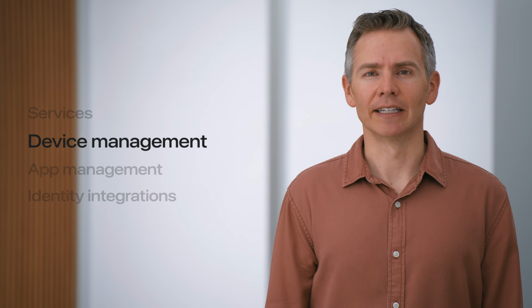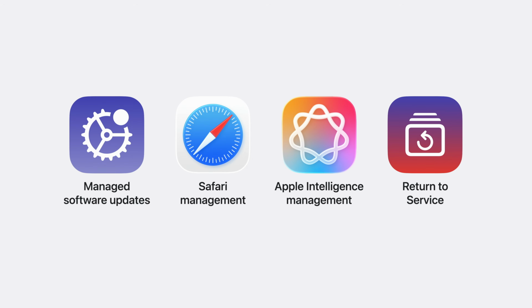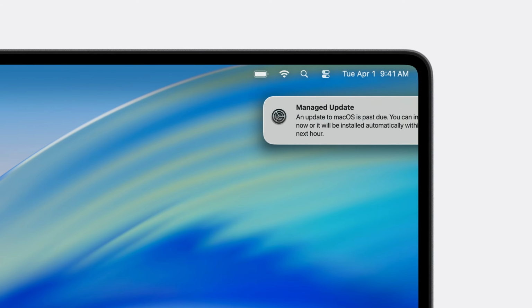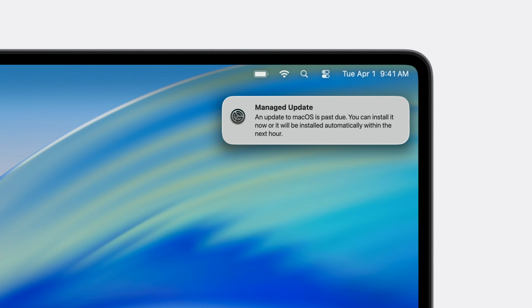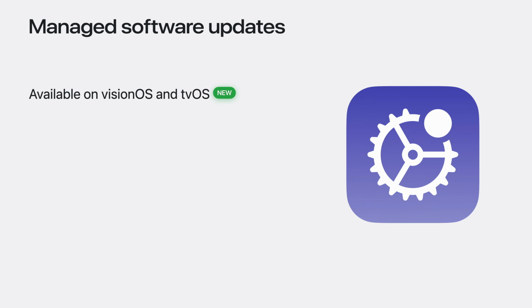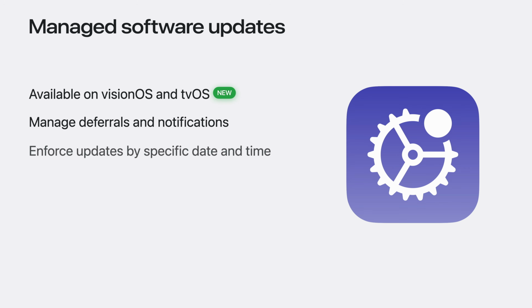Next, let's dive into the latest improvements in device management. For device management, we'll cover important announcements for software update, updates to Safari management, Apple Intelligence controls, and enhancements to return to service. Keeping devices up to date is a critical part of managing devices in any organization. Software updates using Declarative Device Management were first introduced in iOS 17, iPadOS 17, and macOS Sonoma, and the feedback has been overwhelmingly positive. And this year, we're bringing all those same features to Vision Pro and Apple TV. This includes controlling update deferrals, setting update cadence, and defining deadlines for updates.